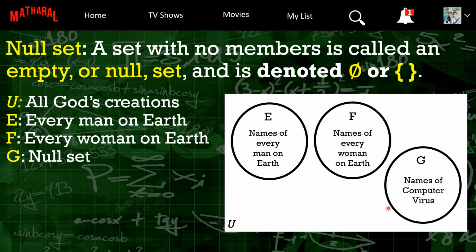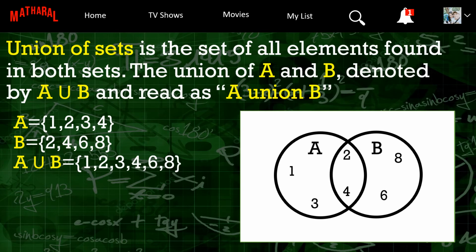So, yun po yung isa sa pinaka pagpapaliwanag po ng null sets by giving a situations like this po. So, move forward po tayo. Union of sets. It's a set of all elements found in both sets. The union of A and B denoted by A, U, B and read as A union B.